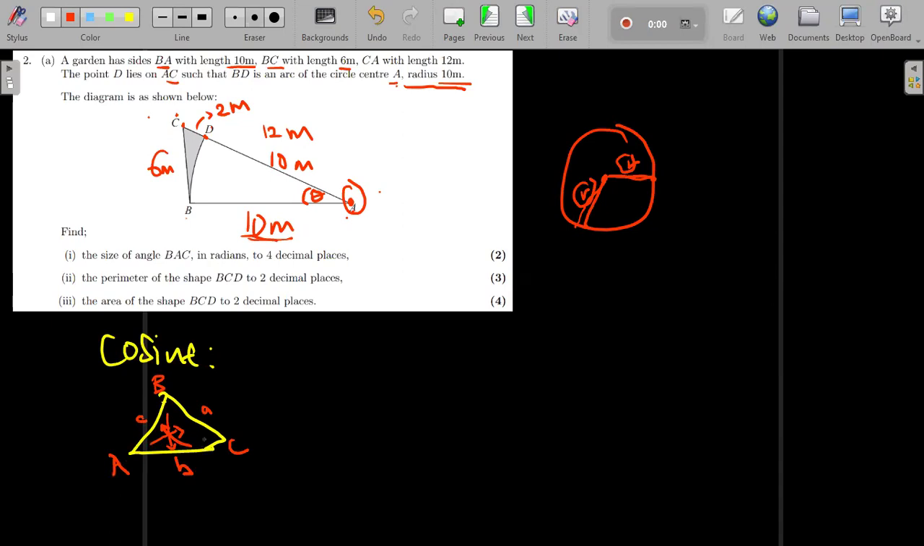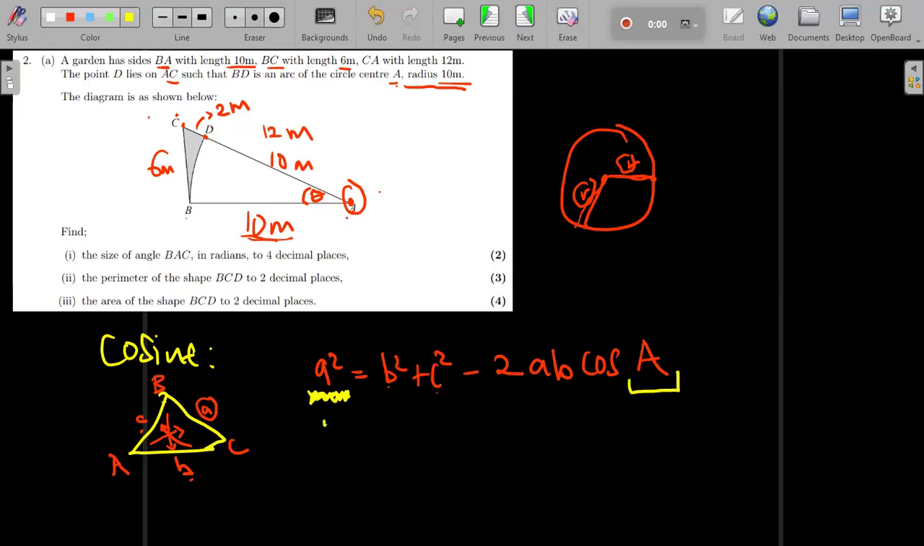Okay, so the cosine rule states that if I want to find the length of side A, it will be A squared equals B squared plus C squared minus 2BC cos angle A. So we notice that from this formula, the side that you are finding, you should put its angle at the end.